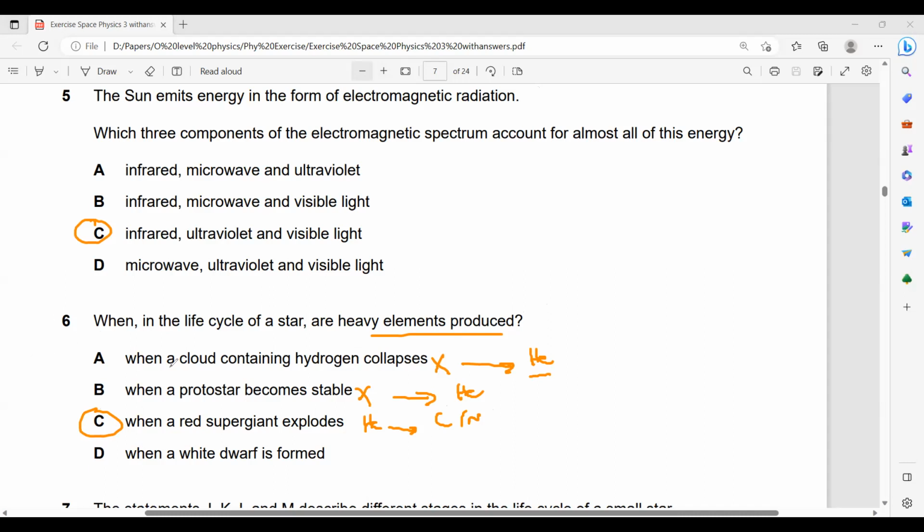A protostar is like a molecular cloud turning into a protostar. And a white dwarf is formed. The formation of a white dwarf does not form any new elements, because it's just the death of a main sequence star which has a mass the same as the mass of the Sun.